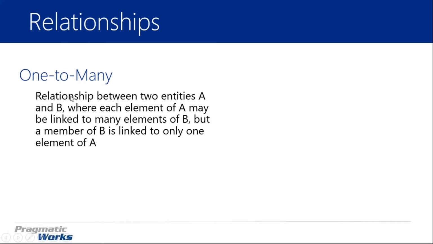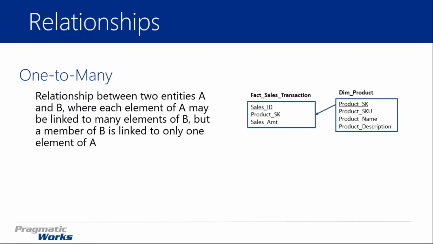So the first one here is one-to-many relationship. This is your typical relationship that you're going to see inside of a dimensional model. You're going to have one-to-many relationship, which simply means that there's a relationship between two entities where A and B are the entities, and each element of A may be linked to many elements of B, but a member of B is linked to only one element of A.